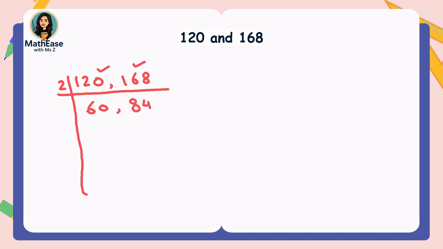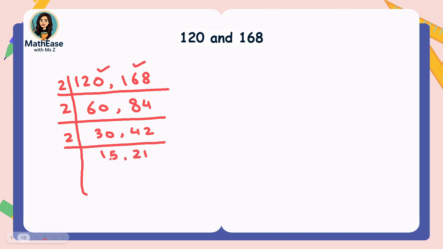Now we have 60 and 84. Can they be divided by 2 again? Yes, they can. 60 divided by 2 is 30, and 84 divided by 2 is 42. Since we have both even numbers again, let's keep going on with 2. 30 divided by 2 is 15, and 42 divided by 2 is 21. Now, can we divide 15 and 21 by 2? No, we can't, because they're not even.